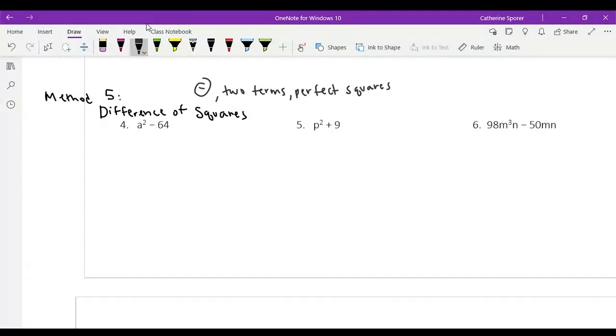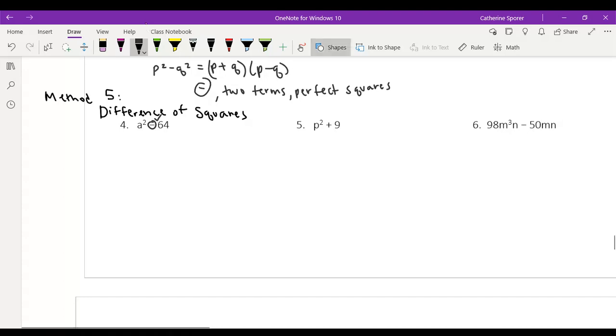So example 4, a squared minus 64, that's a difference. And both a squared and 64 are perfect squares. So then we plug into the pattern, which is p squared minus q squared, we turn it into p plus q, p minus q.